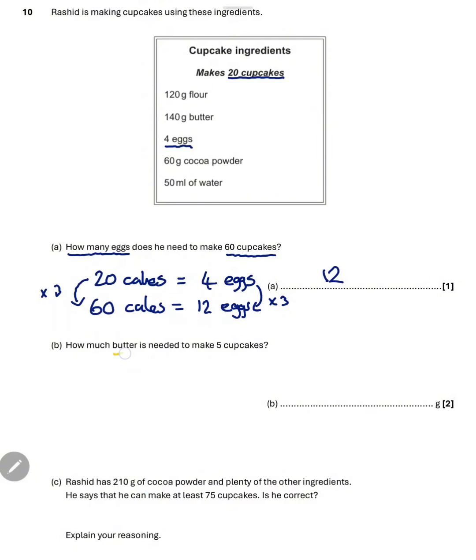Part B says how much butter is needed to make 5 cupcakes. Well, we'll do the same thing again. We'll go back to the recipe. 20 cupcakes is 140 grams, so let's write that.